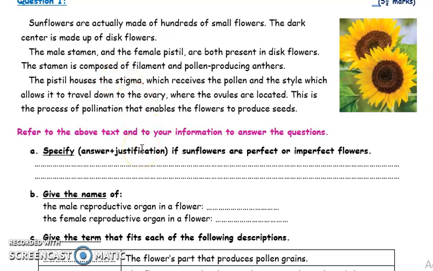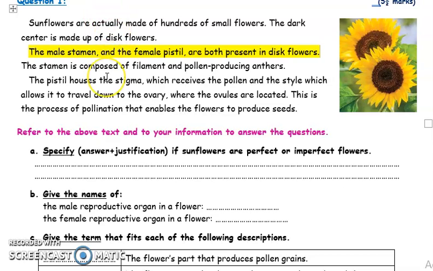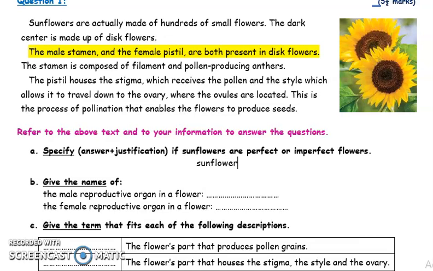Question number 1, part A. Are sunflowers perfect or imperfect flowers? They said in the text that the male stamen and the female pistil are both present in disc flowers. This means that sunflowers are perfect flowers since both the male and the female parts are present in the flower. Each time I ask you to specify, you have to tell why.